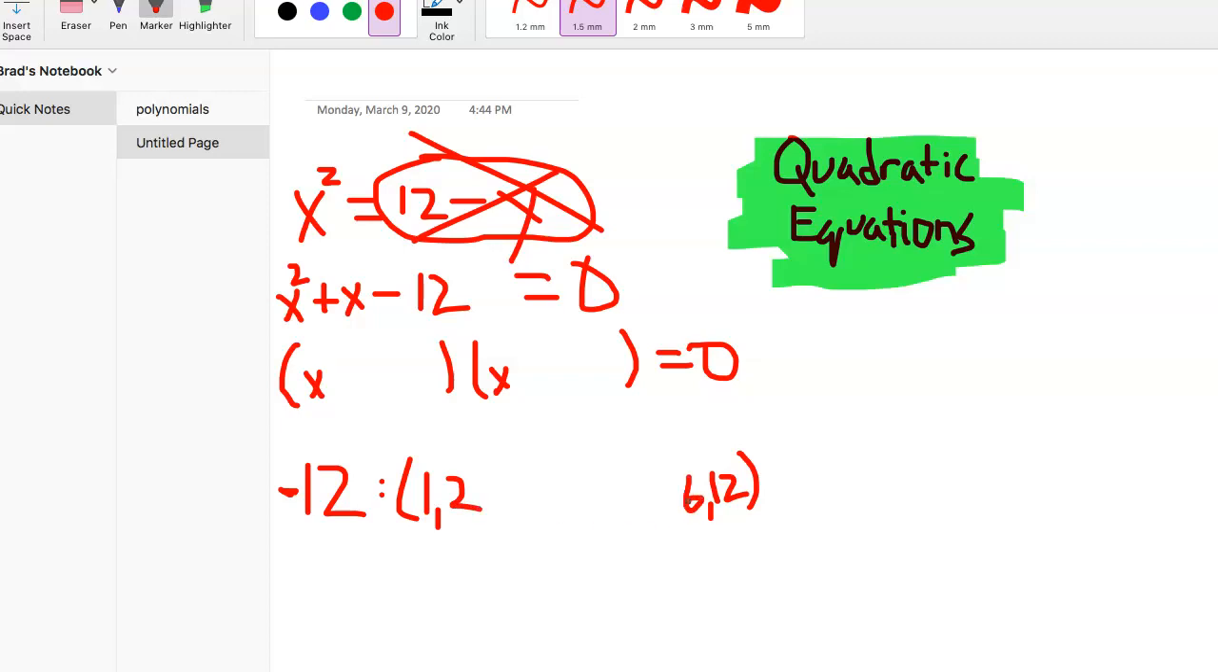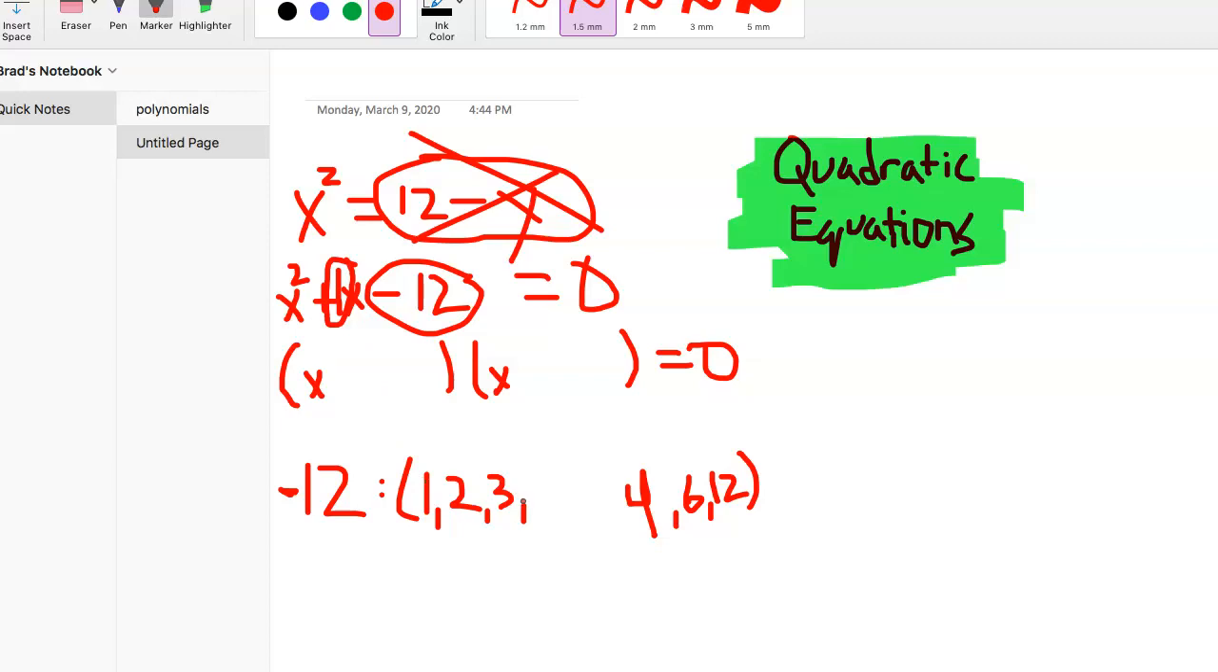Okay, so 2 and 6 could work, like 2 and negative 6, or negative 2 and 6, those are possibilities. And 3 and 4. Those are all of our possibilities, right? So we know what we need to find is something that multiplies to negative 12, but when it says plus x, it could just as easily say plus 1x. When we add these two numbers together, it adds up to 1.